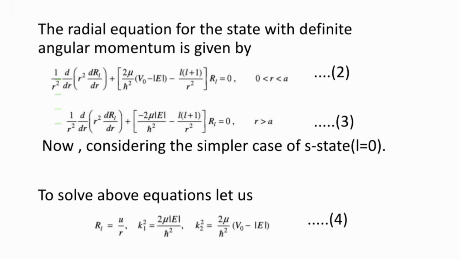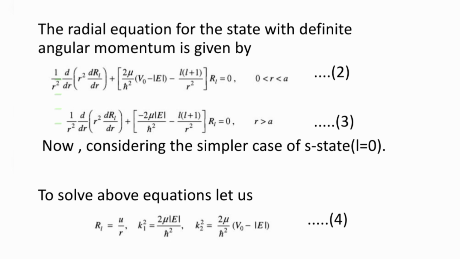Now we are considering Schrödinger's three-dimensional equation. For the potential inside the square well, where r is between 0 and a, the equation becomes 1 by r square d by dr of r square dR by dr plus 2 mu by h square (V0 minus mod E) minus l(l+1) divided by r square, into R equals 0. This is for the potential inside the square well, where l is the orbital angular momentum. Call this equation number 2.